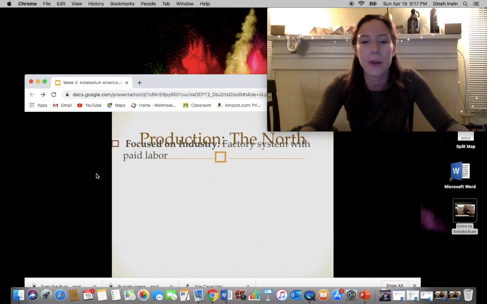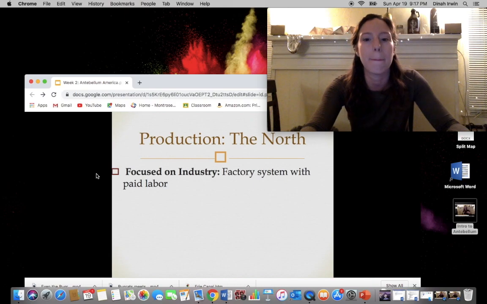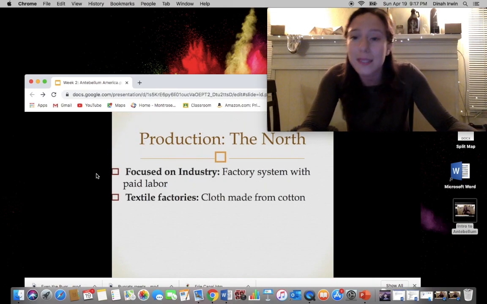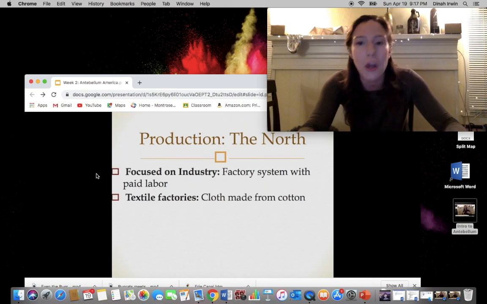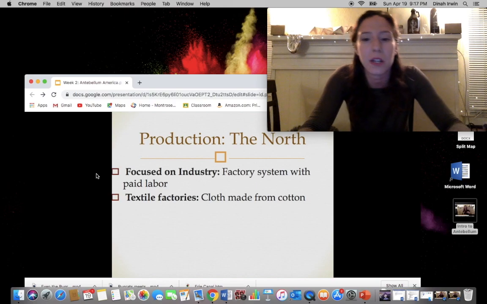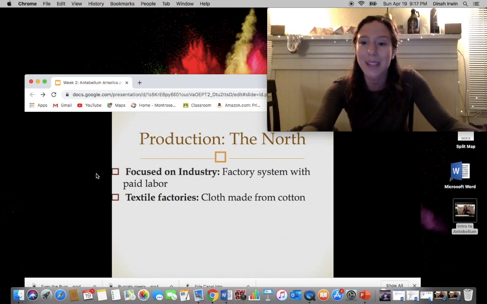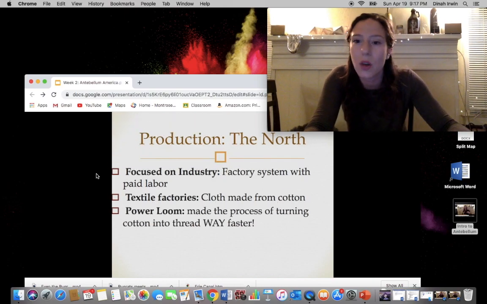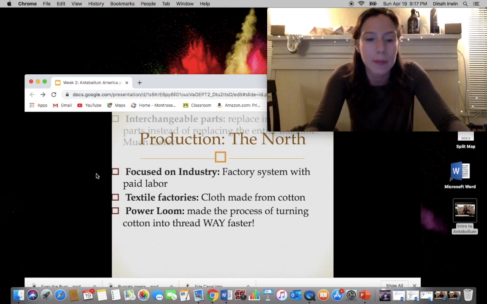Okay, so let's talk about production in the North. Industry, boom. Factory system, paid labor. People are going to start to get jobs, all right? Textile factories are going to be the number one, as you could see on the previous picture. And remember, textiles are cloth products made from cotton, okay? The power loom makes this way faster. We're going to use them in factories. It's going to be awesome.